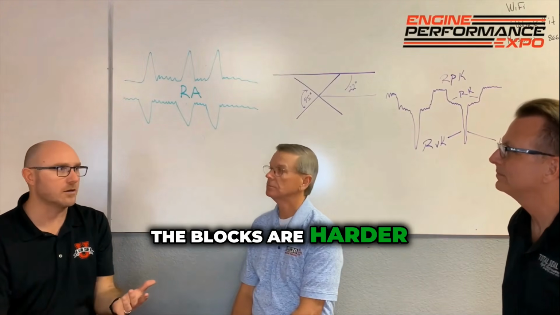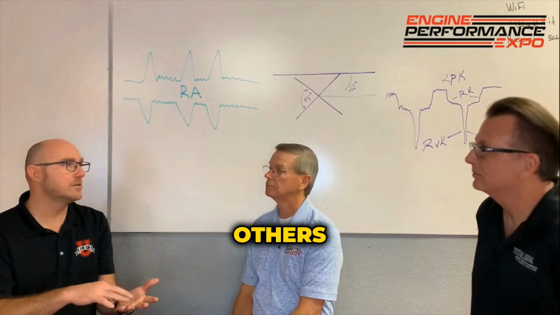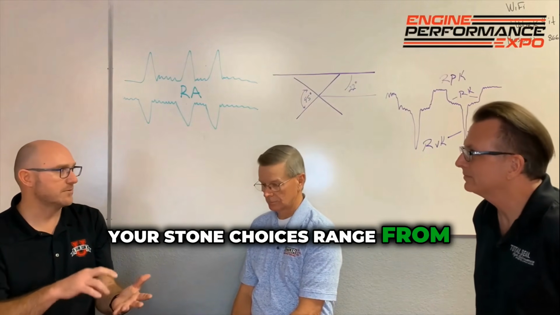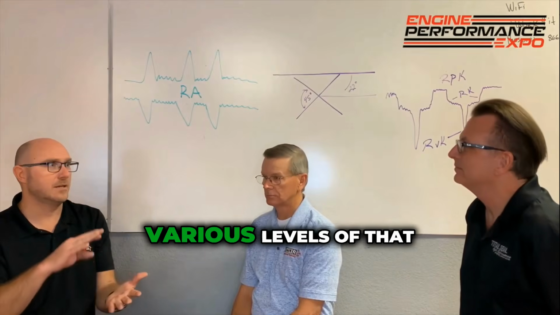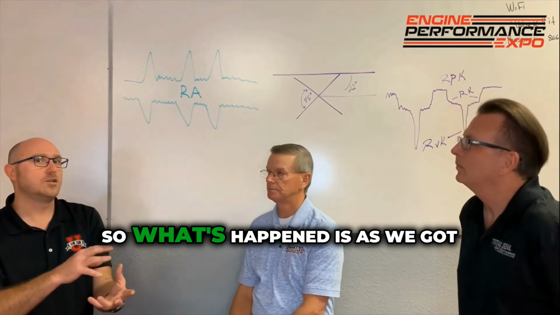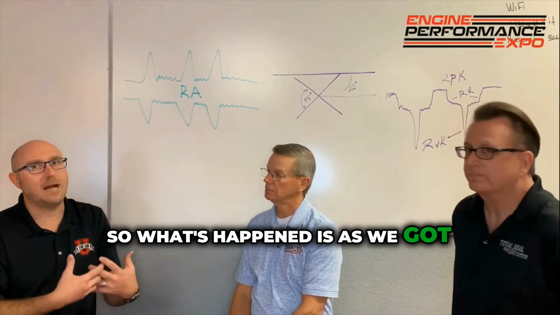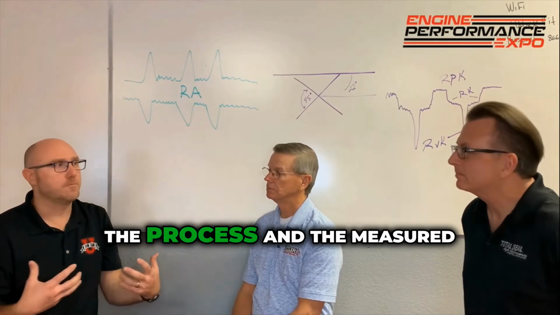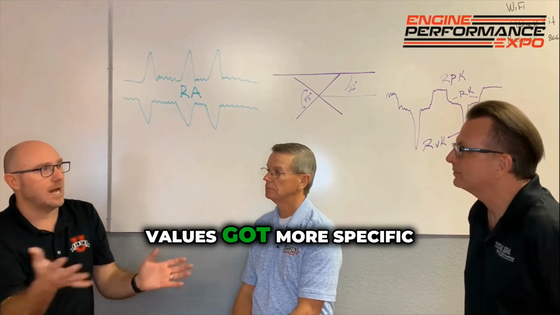The blocks are harder. Some blocks are harder than others. Your stone choices range from vitrified stones to diamonds to various levels of that. And then you've got CBN cutters now. So what's happened is as we got more variables, the process and the measured values got more specific.